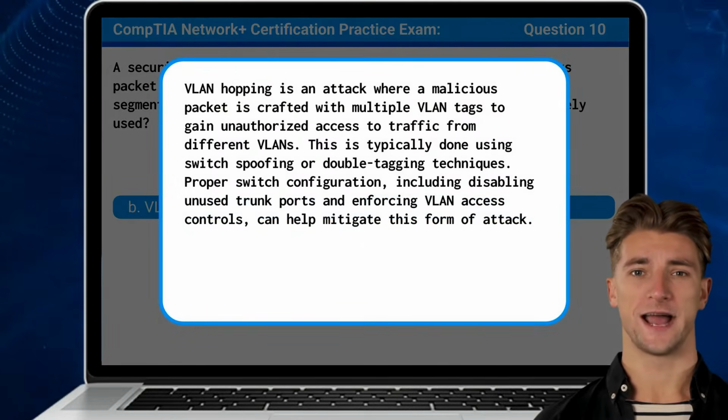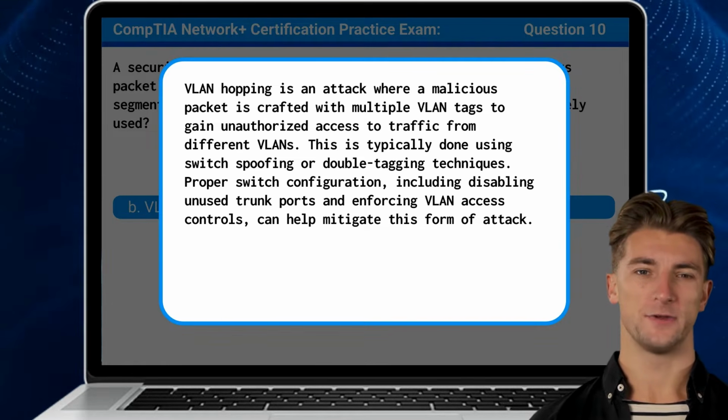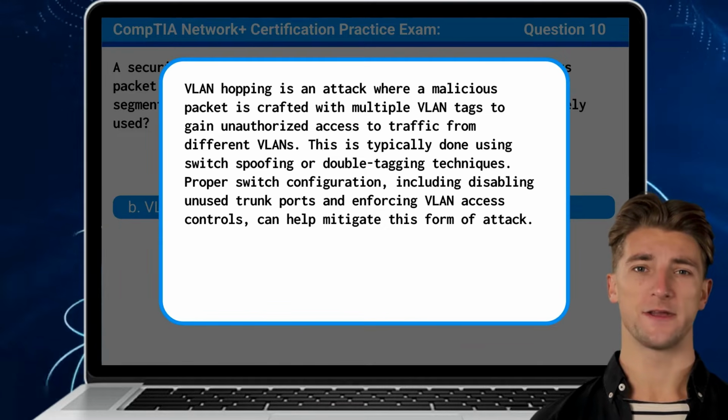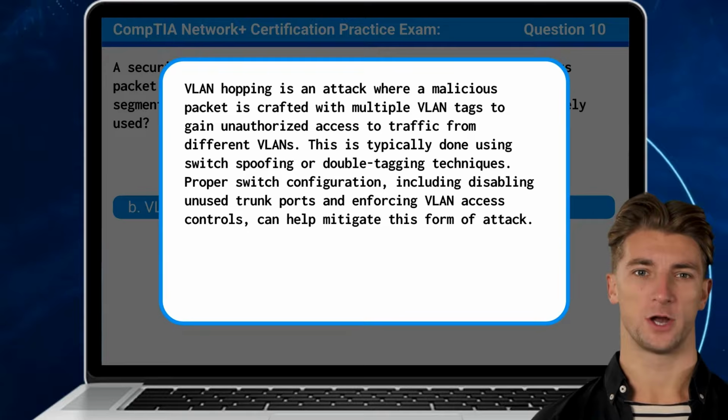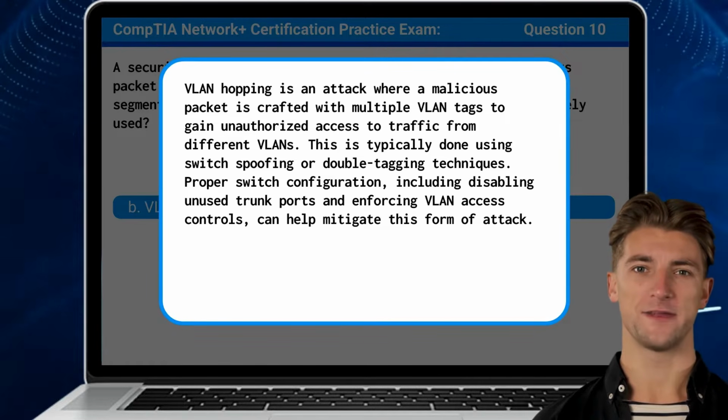VLAN hopping is an attack where a malicious packet is crafted with multiple VLAN tags to gain unauthorized access to traffic from different VLANs. This is typically done using switch spoofing or double tagging techniques. Proper switch configuration, including disabling unused trunk ports and enforcing VLAN access controls, can help mitigate this form of attack.